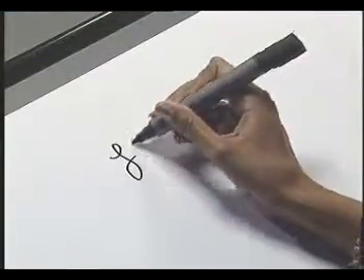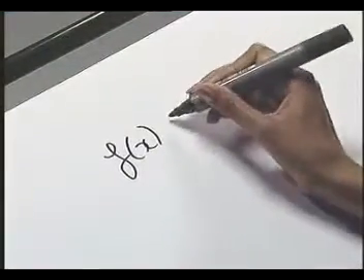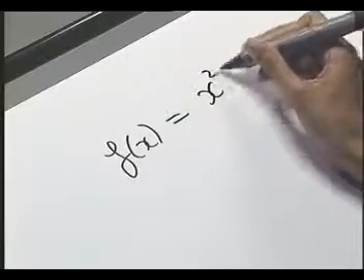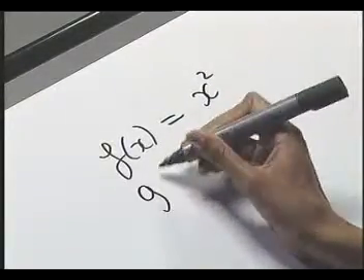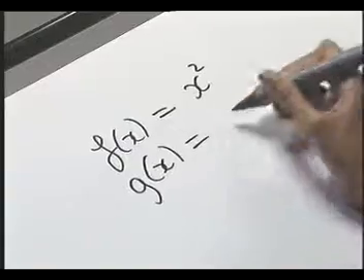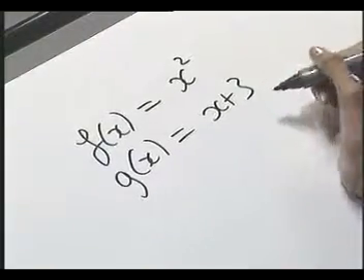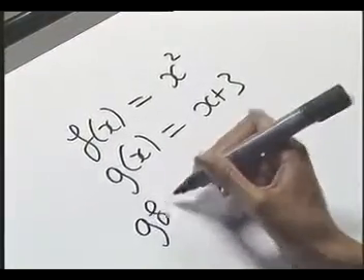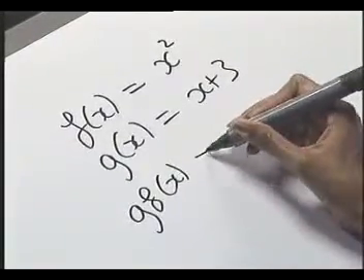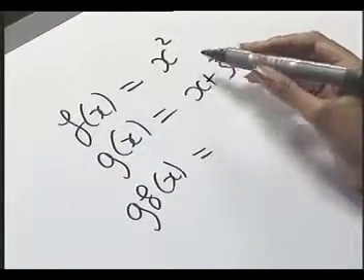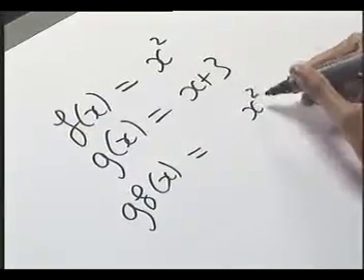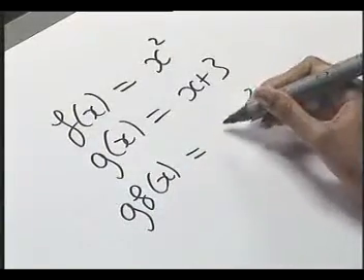The composition of two functions, g and f, is the function we get from doing f first and then g. So if we let f of x be given by f of x equals x squared, and we let g of x be x plus 3, then g f of x is given by, well, we do f of x first, and that's x squared, and then we apply g to the whole of that.